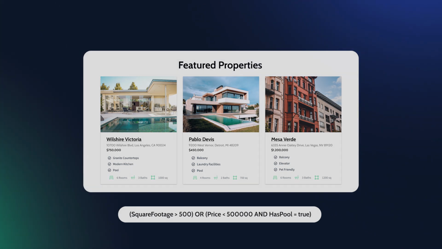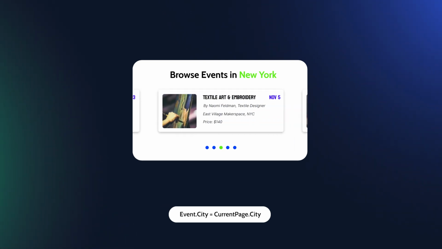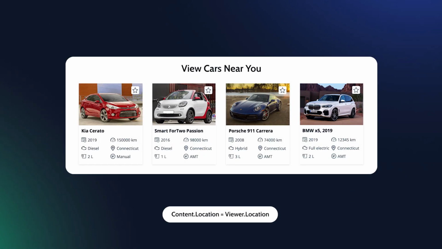You can filter posts dynamically to match the current page. For example, if a user is reading a blog post about life in New York City, you can display events happening there automatically, or match content with the viewer's geolocation or profile data.